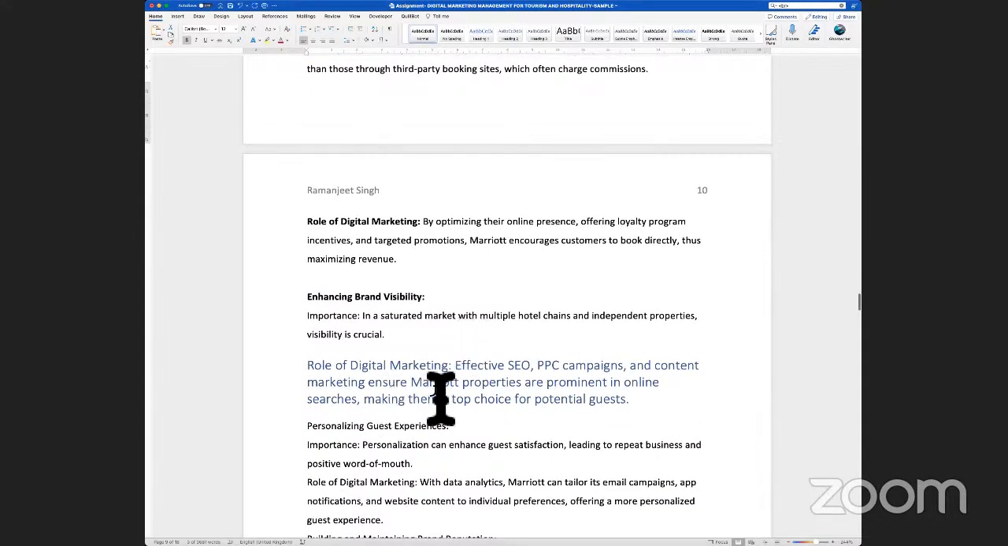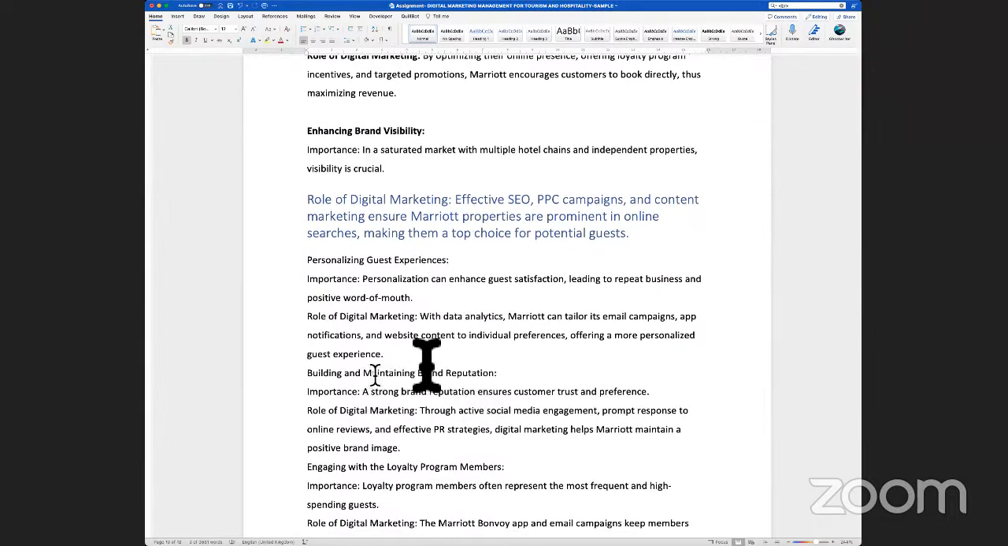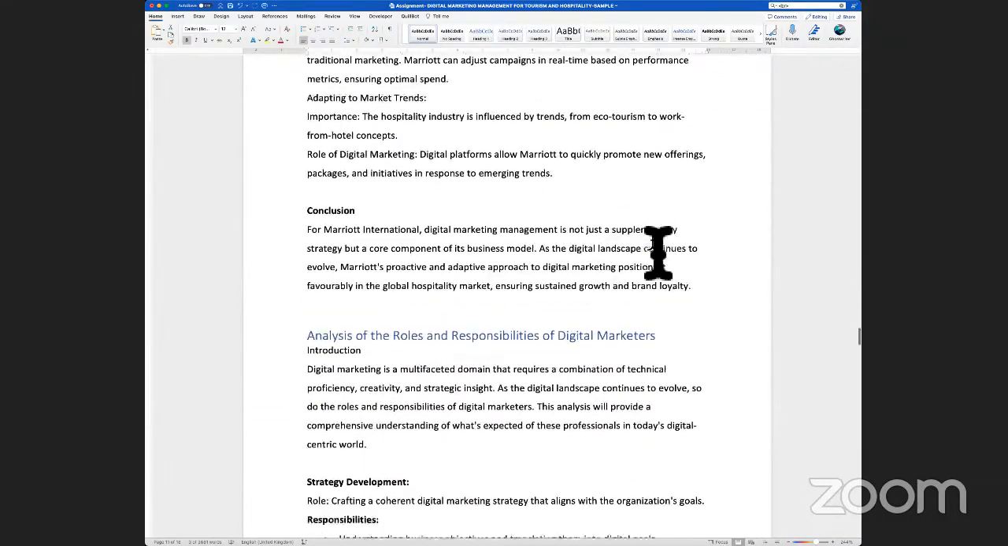Then the third task is analyze the roles and responsibilities of digital marketers. Now, there are different types of people working within Marriott, and they play different roles in ensuring that Marriott is able to get the volume of customers that it needs to be able to sell its properties, let's say bookings. So when we look at that, we will go into some of the analysis of the roles.